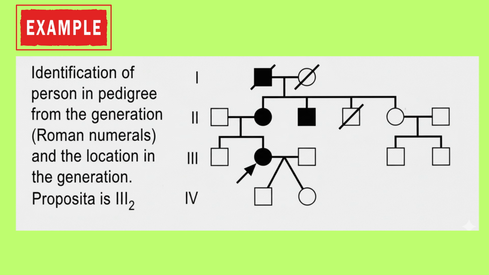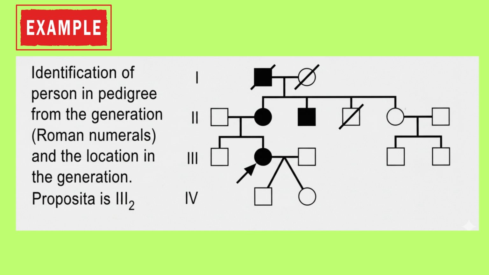Let's bring all the symbols together with a full example pedigree chart. This chart spans 4 generations, labeled with Roman numerals 1 through 4. The main goal of a pedigree is to identify individuals and trace a trait. To point out any person, we use their generation and their birth order from left to right. For instance, look at the arrow pointing to the affected female in generation 3. This arrow identifies her as the proposita, the main person who brought the study to attention. She is formally identified as 3-2, meaning she is the second individual in the 3rd generation.